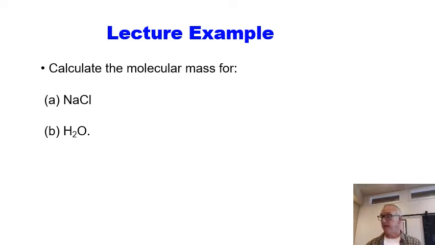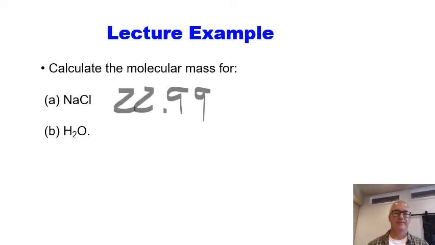So let's calculate the molecular mass of a couple of these things. I'll give you a minute. You're going to need your periodic table and a calculator of some kind. Okay, so we look up the average masses on our periodic table. We look up sodium, and we see that a sodium atom has an AMU of 22.99. What does that mean? It means that 1 mole of sodium atoms equals 22.99 grams. Perfect.